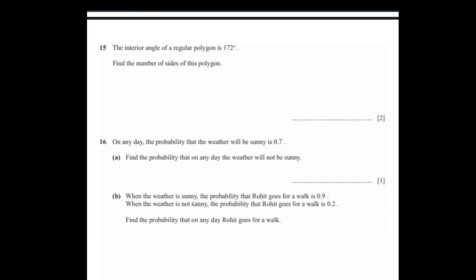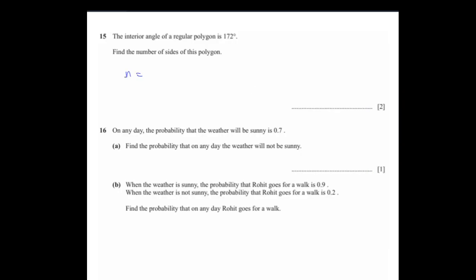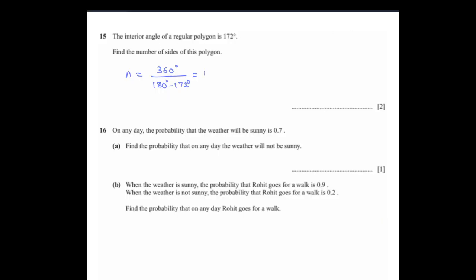Question number 15. The interior angle of a regular polygon is 172 degrees. Find the number of sides of the polygon. To find the number of sides of a polygon, n is equal to 360 divided by 180 minus the interior angle given. Sorry, number of sides we need to find out, yes. So 360 by 180 minus 172, 45 sides. How many sides it has? 45 sides.